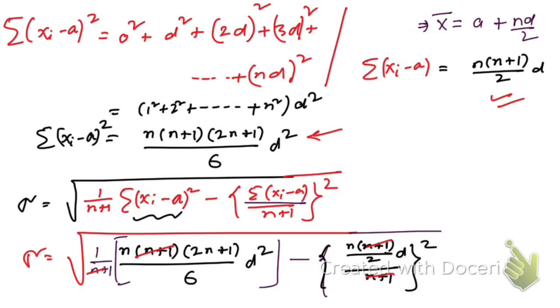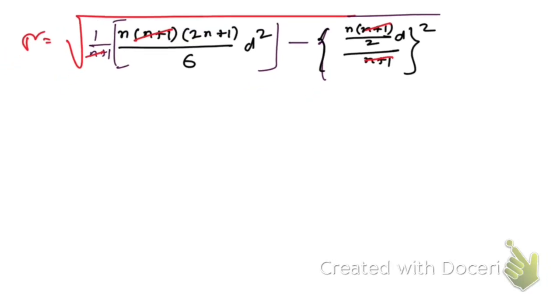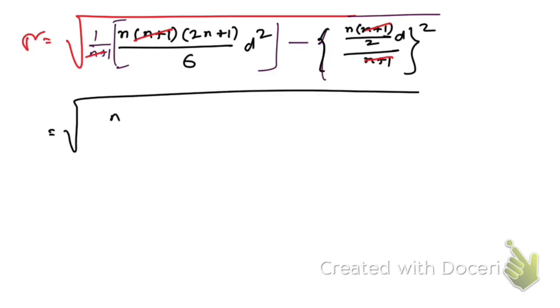So now let me copy this and let me go to the new slide. So we have done enough here. So after simplification, what we're going to have, root over n into twice n plus 1 by 6 and this d square, and from here we can take d square common. So out of the square root it's going to be d only, so d square is taken common and we take the square root of that. Then here n square by 4, that's what we're going to have.